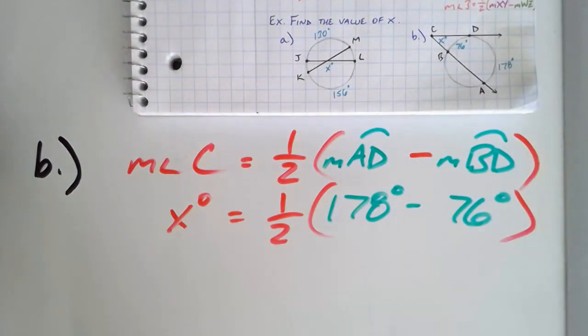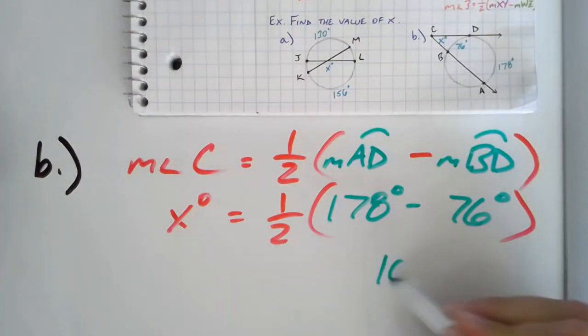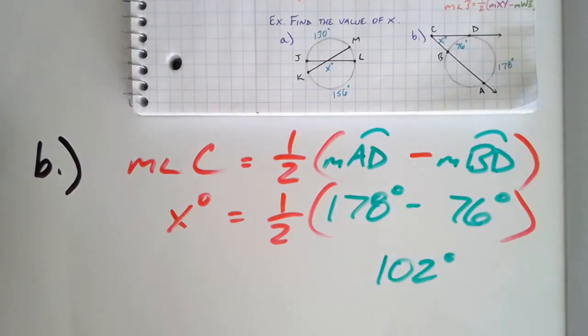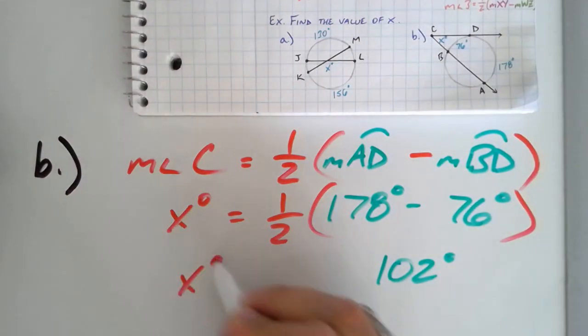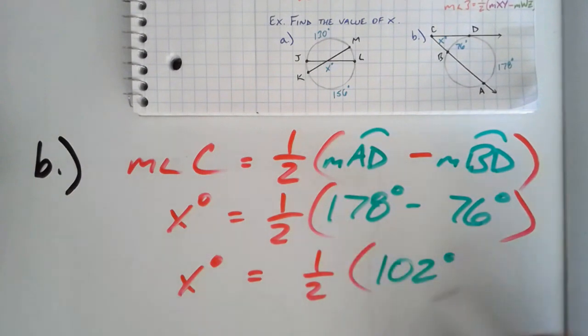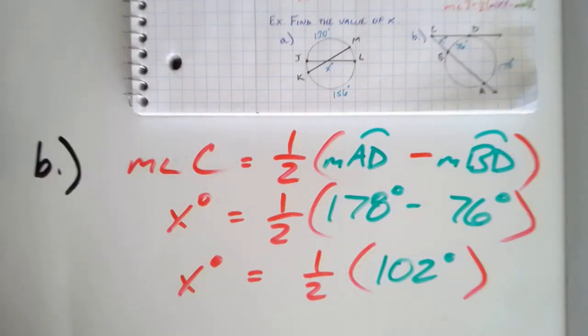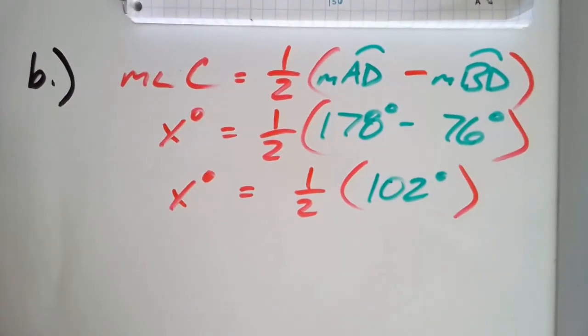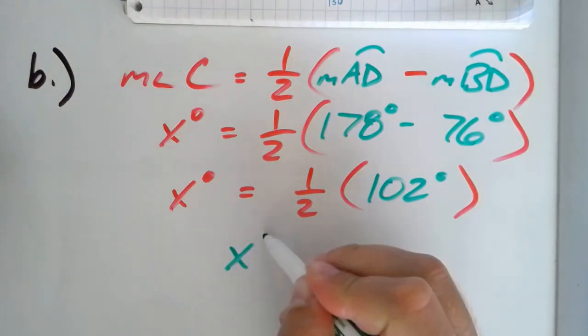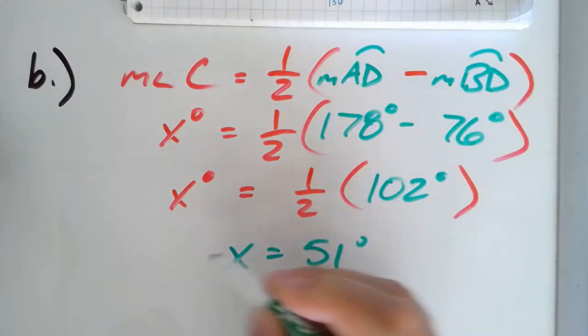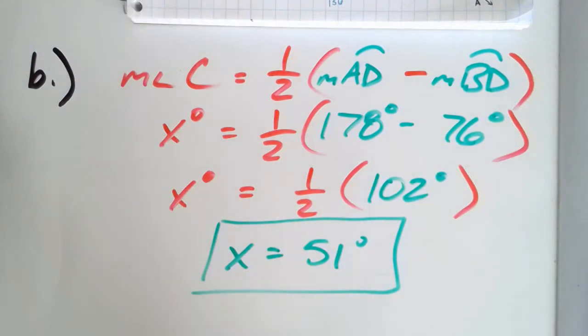Well, 178 minus 76, that's going to give me 102 degrees. I could multiply that by 1/2 or divide it by 2. It's the same exact thing. But in either case, I get X equaling 1/2 of 102, which is 51 degrees. So x equals 51 degrees. That exterior angle, the one outside of the circle, equals 51.